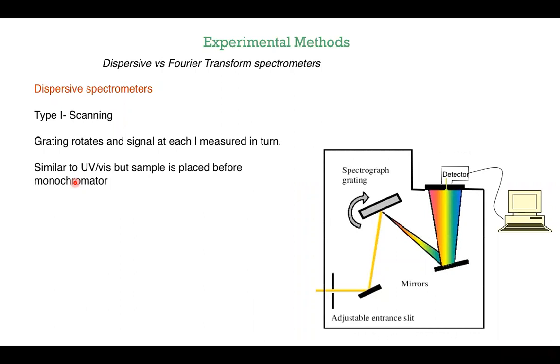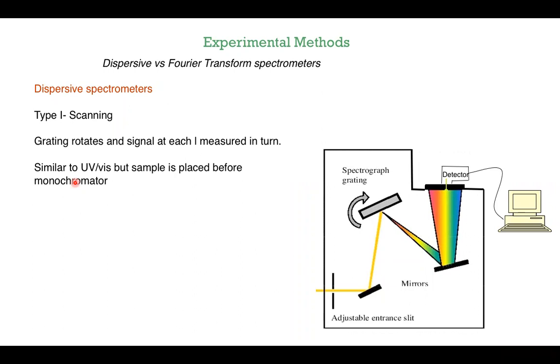So in UV-Vis, because the absorption was high energy there, and we wanted to make sure that we were only getting excitation events from one wavelength, we set up the monochromator before the sample so that we could isolate a single wavelength with which to excite the sample. Here, we're not doing that. We're exciting with polychromatic light of all the wavelengths that are available.